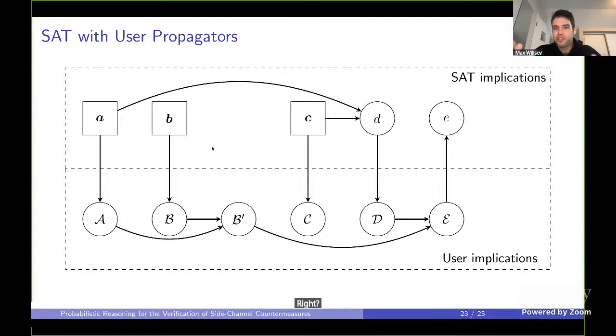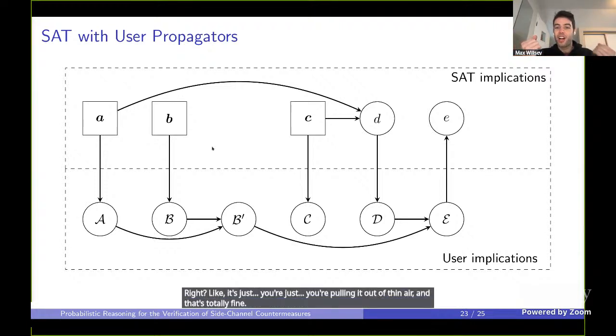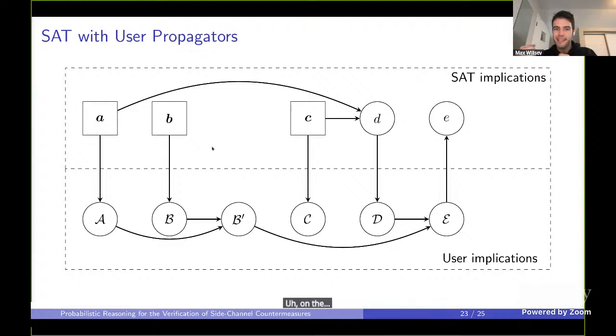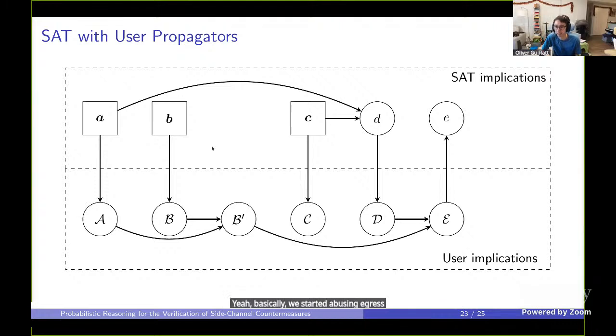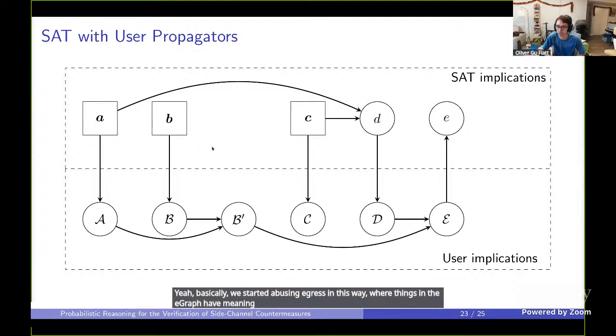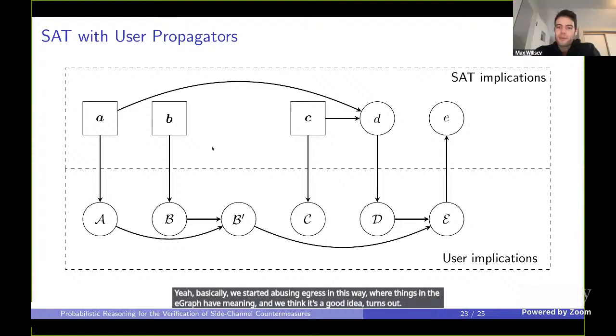Like you're pulling it out of thin air, and that's totally fine. On the database side, of course, adding a row to a table, depending on how you interpret that table, could potentially be a meaningful action. Yeah, basically we started abusing egraphs in this way, where things in the egraph have meaning, and we think it's a good idea, it turns out.